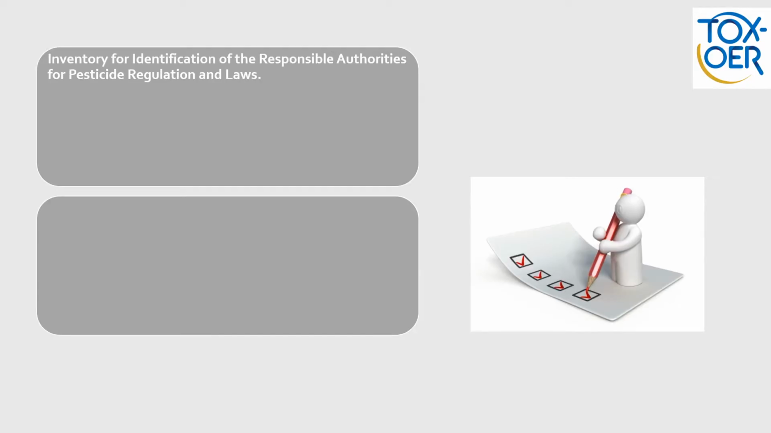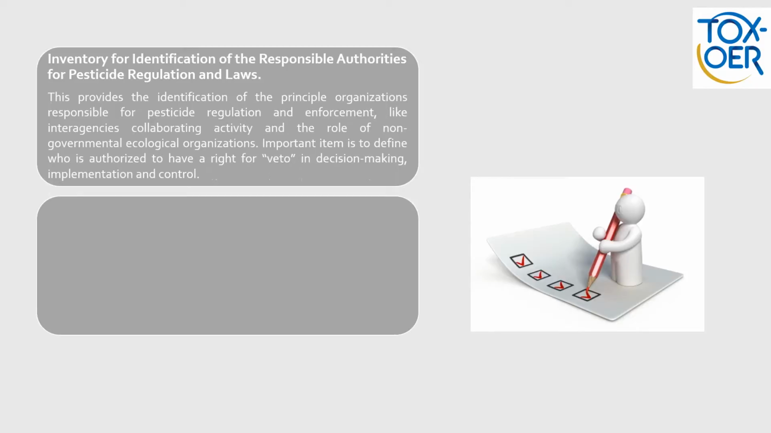Inventory for identification of the responsible authorities for pesticide regulation and laws. This provides the identification of the principal organizations responsible for pesticide regulation and enforcement, like interagencies, collaborating activity, and the role of non-governmental ecological organizations. An important item is to define who is authorized to have a right for veto in decision-making, implementation, and control.